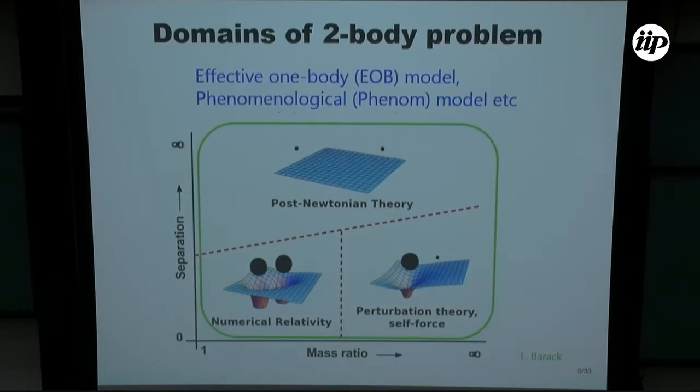One thing I should comment on before going to the details. In practice, for data analysis, we are using phenomenological models that combine the results from each region of the binary parameter space: numerical relativity, and approximation methods, the so-called post-Newtonian theory and perturbation theory. Combining the results from each region, we develop a phenomenological model, the so-called effective one-body phenomenological model, to describe the gravitational wave for all regions of the parameter space.